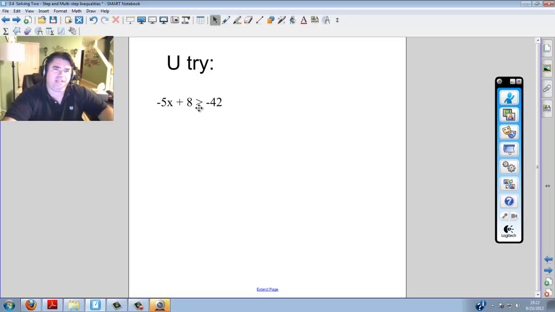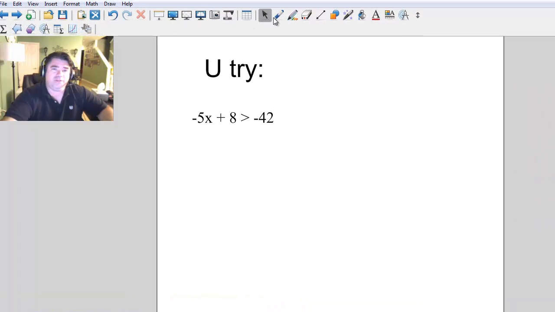Negative 5x plus 8 is greater than negative 42. Go ahead and try to solve it. Alright, let me go ahead and do it here for you. Instead of plus 8, minus 8. Minus 8 to both sides. Remember, you have negative 5x now.